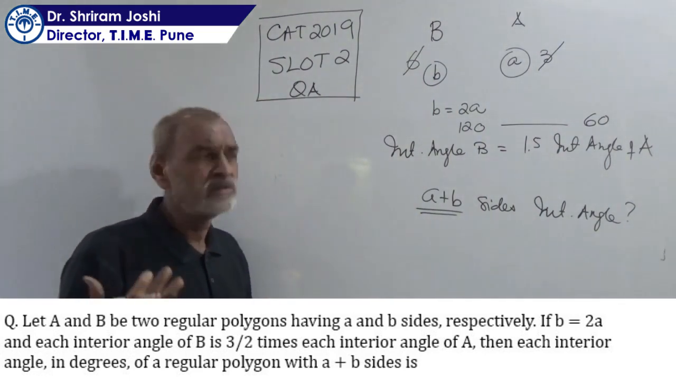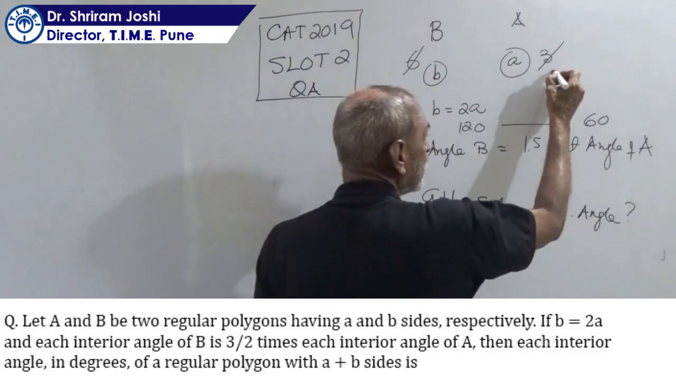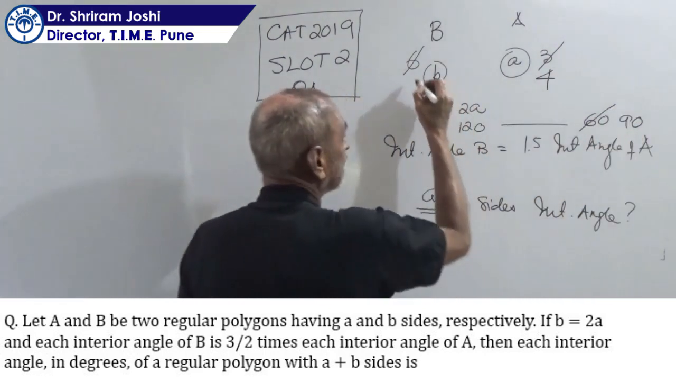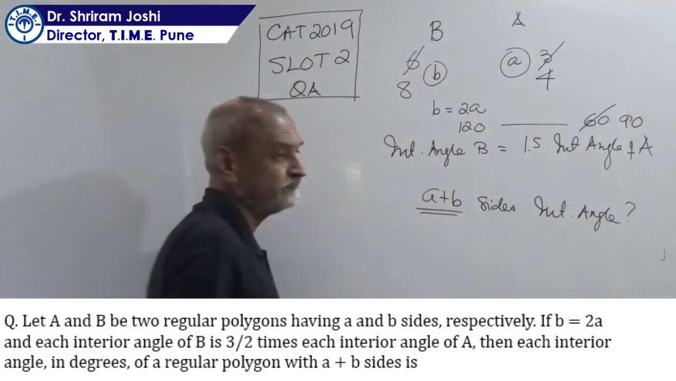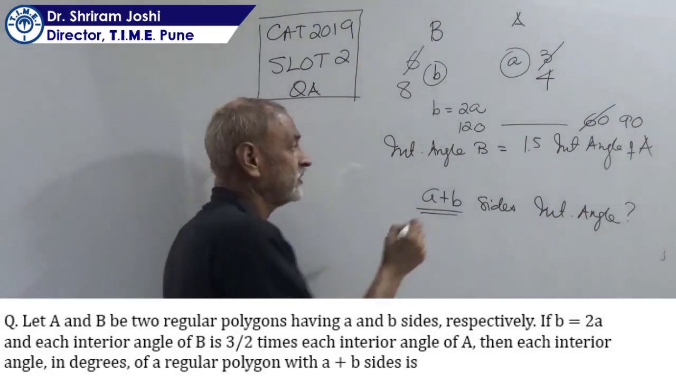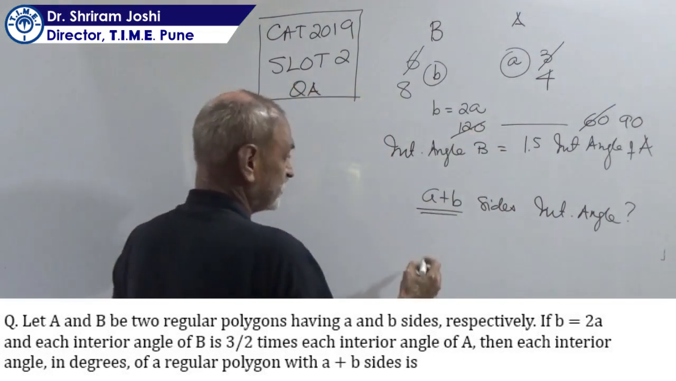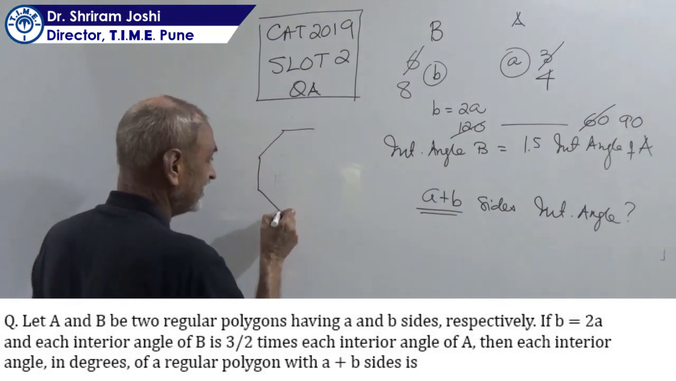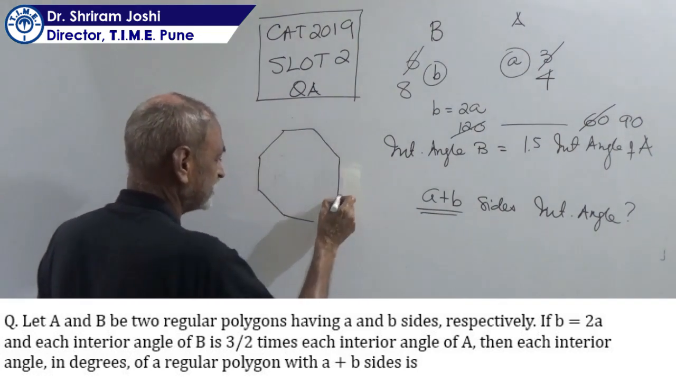What is the next number? Square. This is 4. Interior angle is 90. This is an octagon. How to find out the interior angle of the octagon? I'll show you. This is an octagon. This is only a reminder actually. We do this in class all the time.